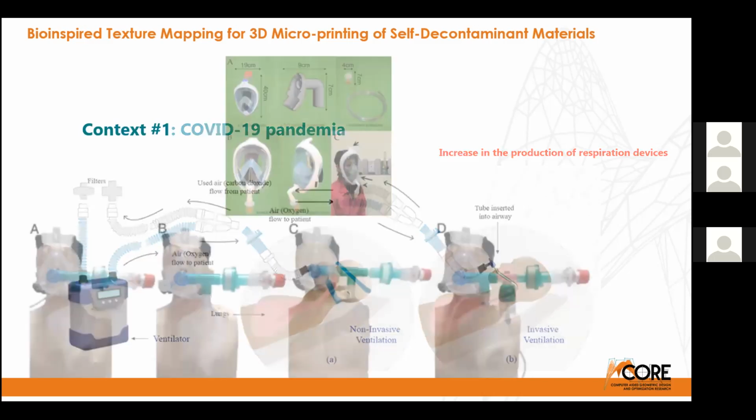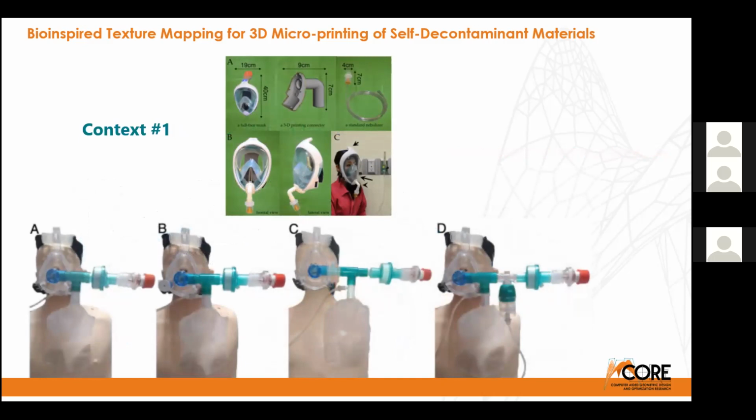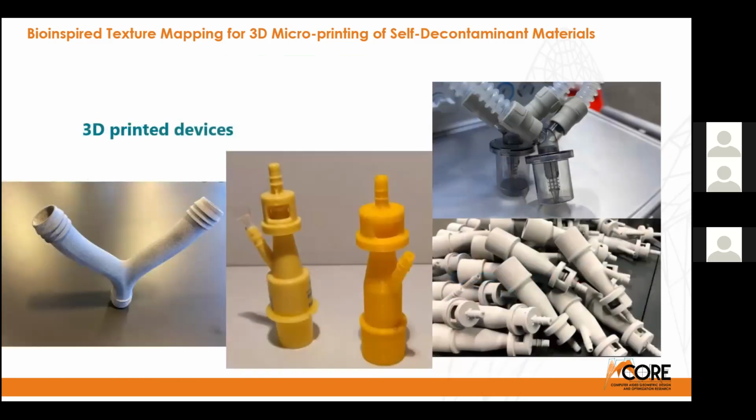And this was a fact that impacted the area of material science, as we will see later on in this talk. Another thing was that the 3D printing area was also part of the effort to combat the pandemic, because it was an easy way to produce all these devices very fast. And we will talk about this also a little bit later.